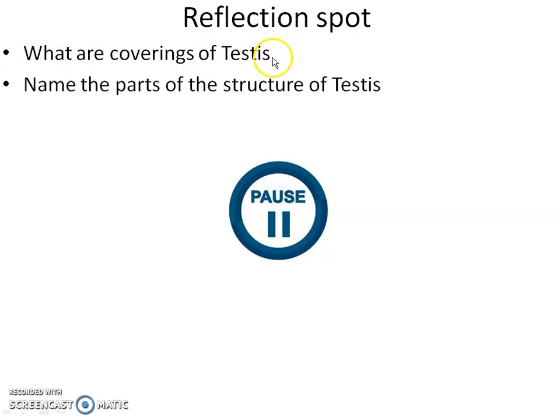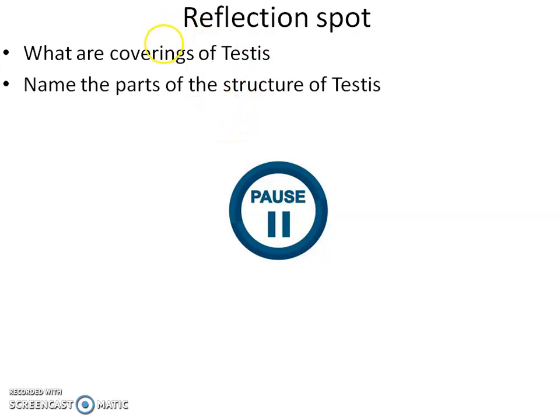The coverings of testis are tunica vaginalis, tunica albuginea, and tunica vasculosa. The parts of testis, you must have answered that it consists of seminiferous tubules which join to form straight tubules. Straight tubules will form a network of tubules which is called rete testis. From rete testis, the efferent ductules arise which go into the head of the epididymis. From the head of the epididymis, 12 to 30 tubules join together to form one long tube which is very much coiled, and that forms the body and tail of the epididymis.